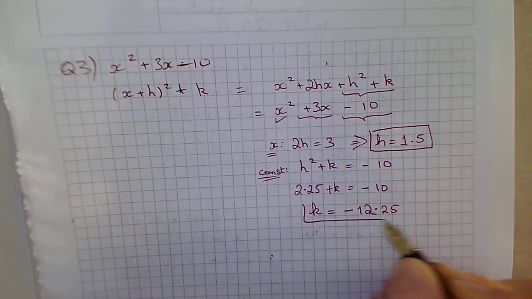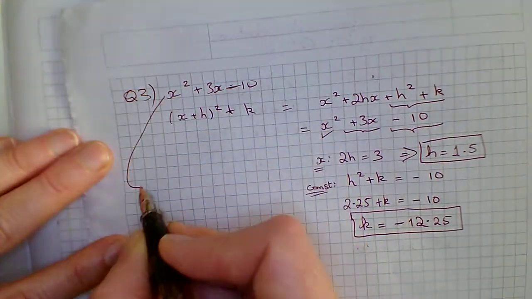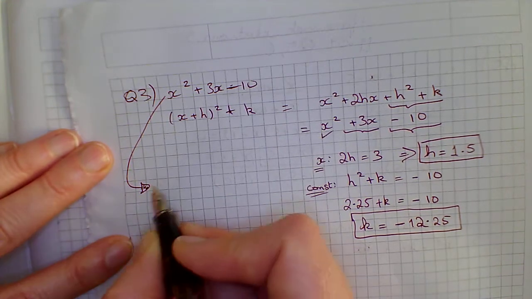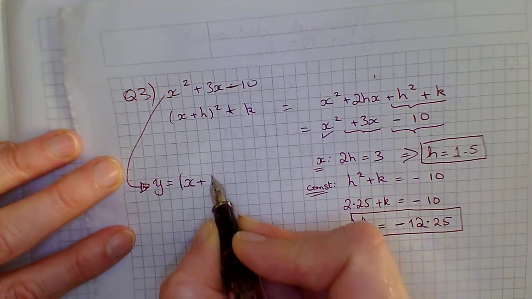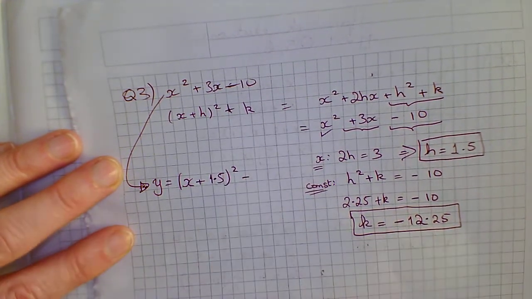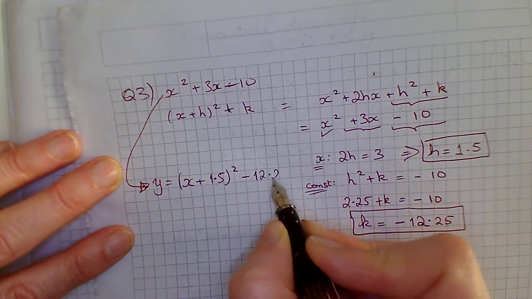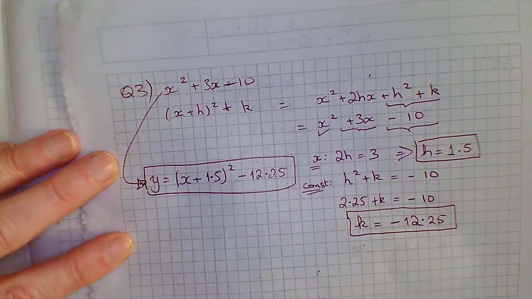So because these are nice neat decimals, I'm just going to write them in decimal form. It makes it a bit easier to write it. And so we can say that this function can be written as y equals x plus 1.5, all squared. You can use fractions as well and you'll get full marks. Plus k, minus 12.25. So that is the answer to that part of the question.